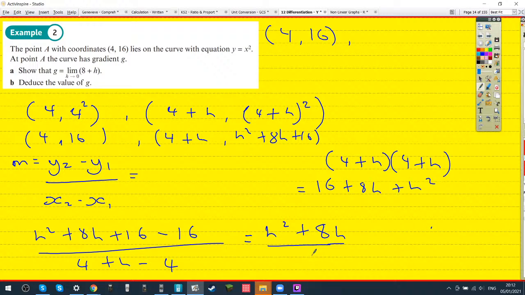Plus 4, take away 4, 0. And you also have a plus h. So just be h. Yep. And simplify.